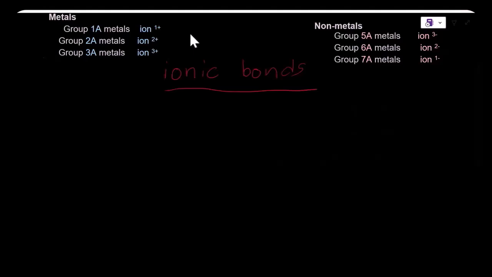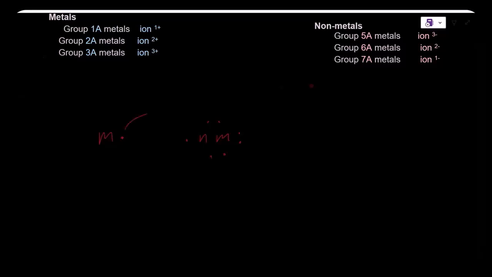At this point, I would like to illustrate how an ionic bond is formed. So we have a metal and a nonmetal. We know that metals lose electrons to form a cation, and nonmetals gain electrons to form an anion. So you can kind of guess what happens here. The one valence electron on the metal goes to the nonmetal, and we have the metal cation and the nonmetal anion with 8 electrons in the valence shell.